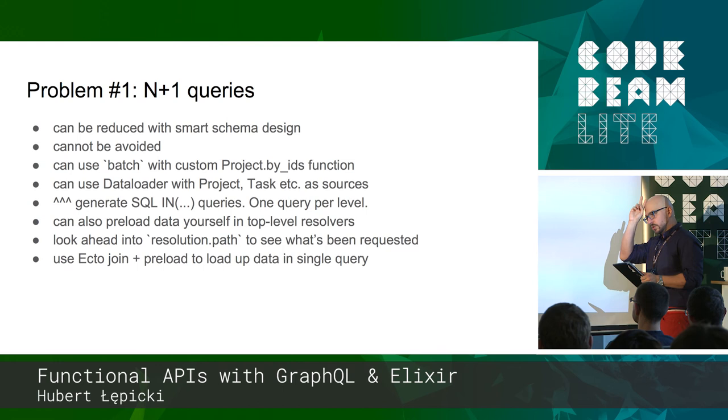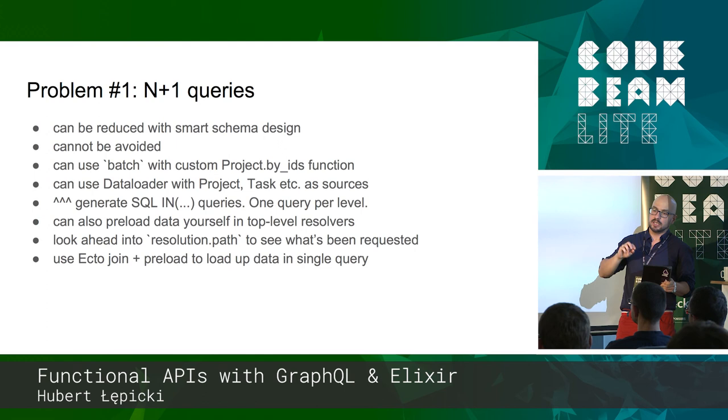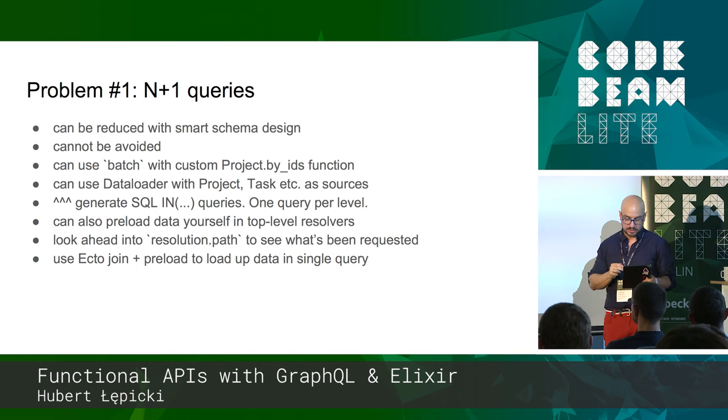One is to use batch, which is a predefined resolver that expects you to define a function by ID, and you just use it in your resolver, and then it will collect all of those projects, their IDs, and in one query execute a SQL query to fetch those tasks by project ID. So instead of multiple queries, you're just going to have one query per level. So one for projects, one for tasks.